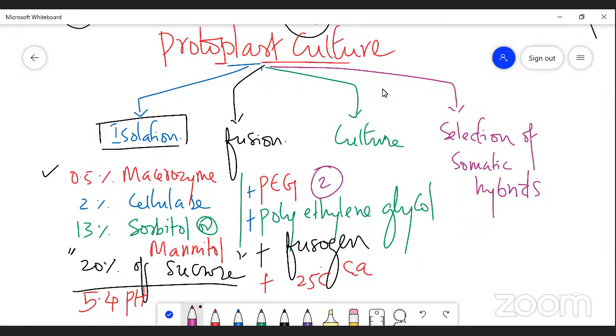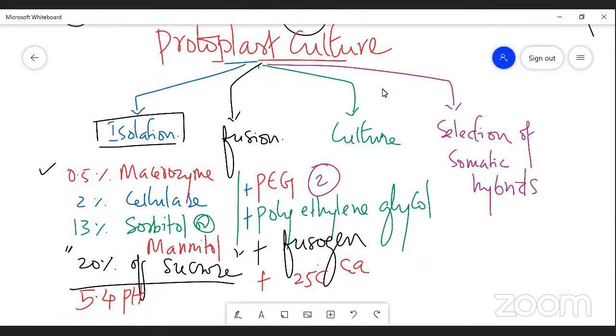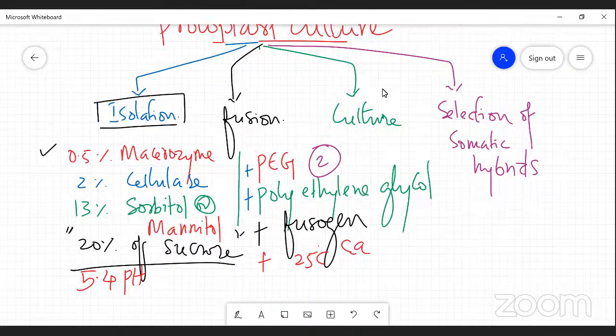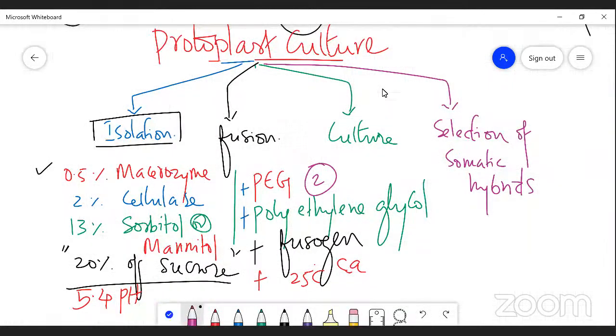So that is a very important area to be focused on from the examination point of view. Please understand. And the next step is culture. Actually, I'm talking about the third step, the culture. Protoplasts are isolated in the first step, and the isolated protoplasts are fused or joined together by using an agent, polyethylene glycol, and the fused protoplasts are developed or multiplied to produce a number of cells, a number of protoplasts.